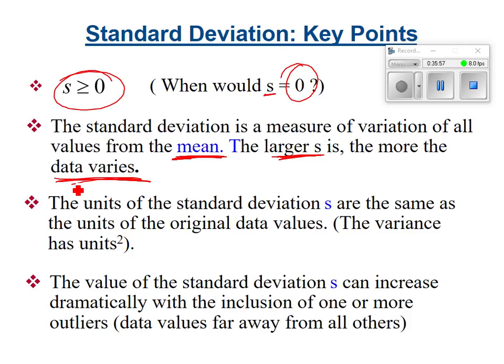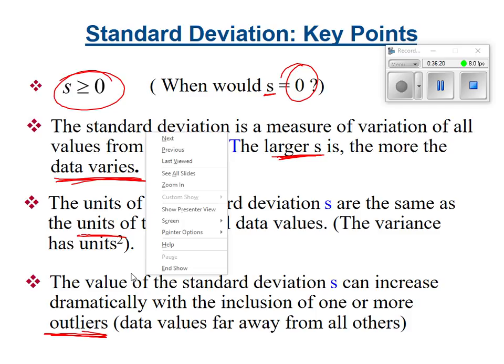The units of standard deviation for S is always the same as the original units. So in that problem that we were doing, it would be thousands of dollars. The value of the standard deviation can increase dramatically when you throw in outliers. So when you have an outlier, that's going to make the standard deviation get a lot bigger. Key points for standard deviation.